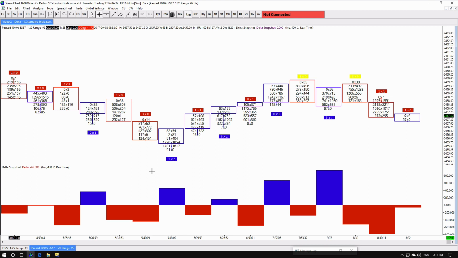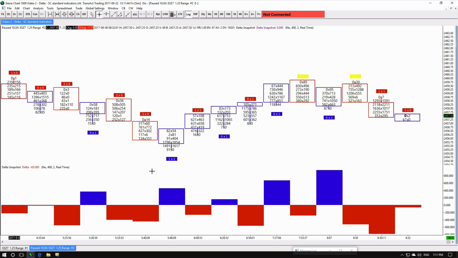The numbers in the coloured box show us how many selling and buying imbalances there are in the bar. We'll be covering imbalances in our next video. So Delta Snapshot is a great at-a-glance indicator that can give you more information without taking up excessive space on the chart.